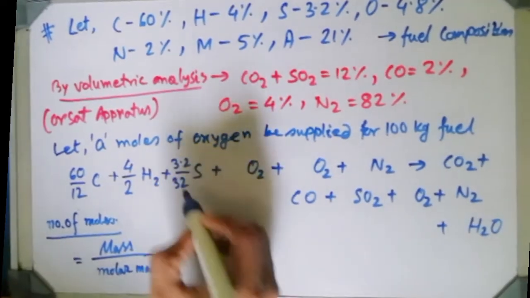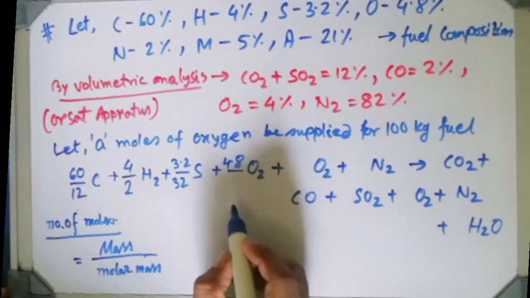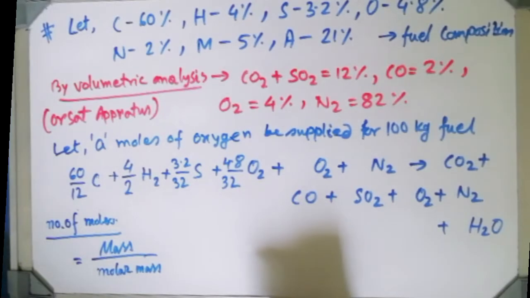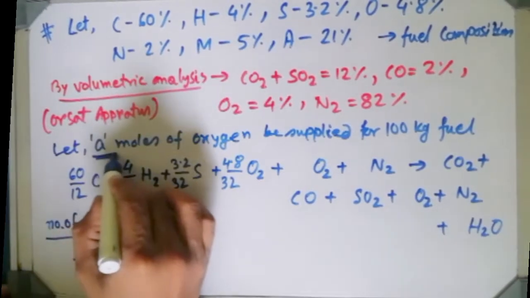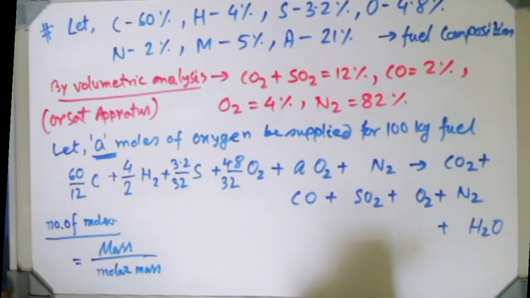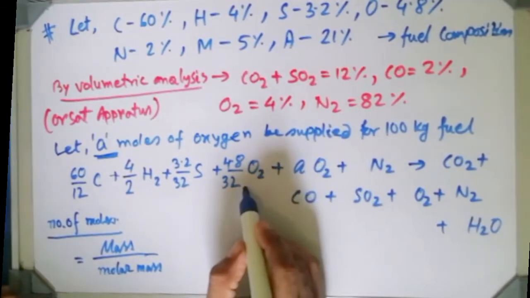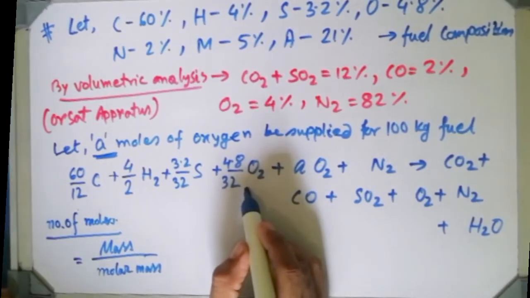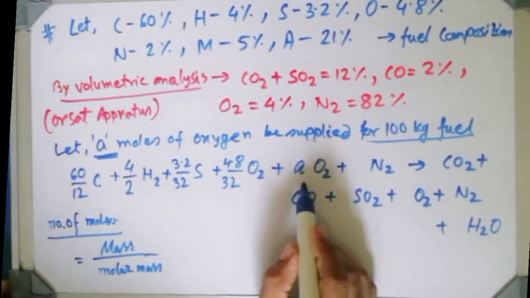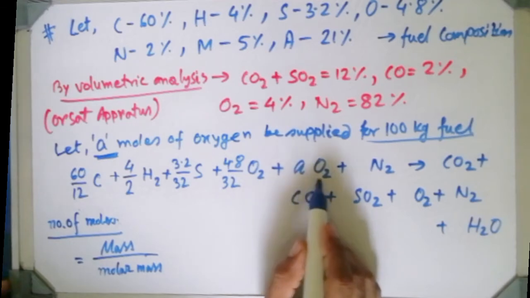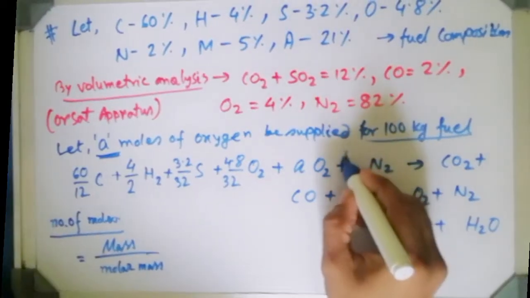And now this is the oxygen we have to supply, and I have considered that as A moles, as already mentioned, so A should be there. That is the excess amount of oxygen we are supplying from the atmosphere, separate from the oxygen stored inside the fuel. We assume that A moles of oxygen are supplied for 100 kg fuel. If you supply A moles of oxygen, how much nitrogen will come along with it? That should be 3.76 A. I have already explained that previously. Reactant part completed. Now coming to the output, or product, part.